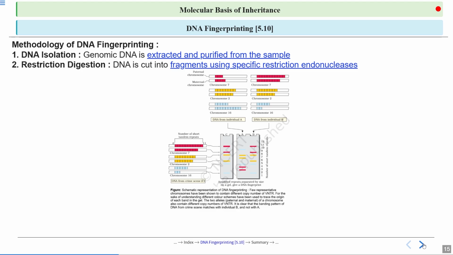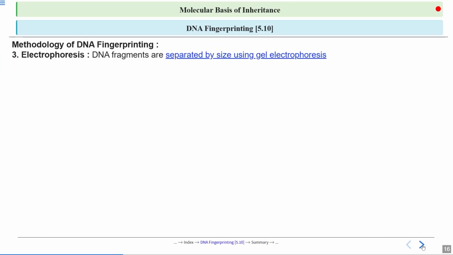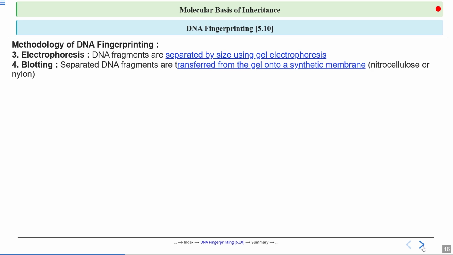So first, what is the first step? DNA isolation, in which we extracted the genomic DNA and purified it. Then we used restriction endonucleases and cut this DNA into fragments. Third is electrophoresis. In this step, we separate the DNA fragments based on their size. Now, we do the blotting.